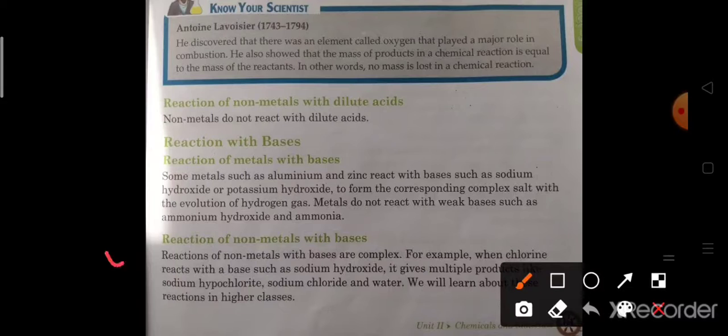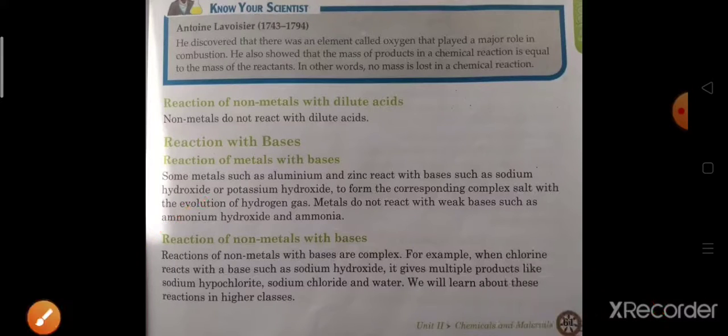Clear? Now, reaction of non-metals with bases. These reactions are very complex. For example, when chlorine reacts with a base such as sodium hydroxide, it produces multiple products: sodium hypochlorite, sodium chloride, and water. We will learn about this in higher classes. So over here we will write that non-metals react with bases but they are complex, so we don't have to learn the reaction in 8th standard.